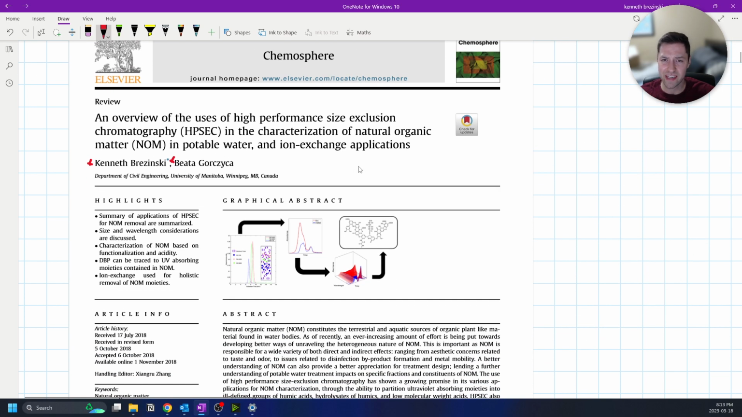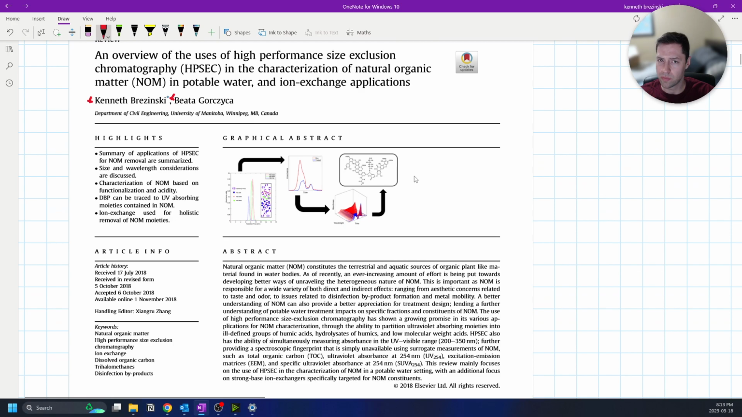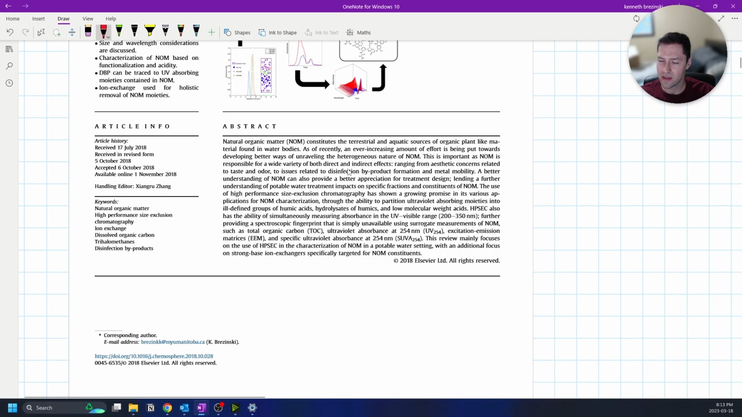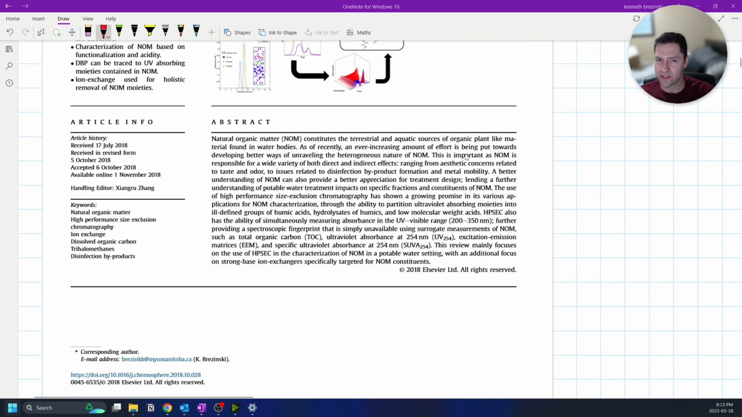Like I said, this is the second paper of a two-parter. If you did see the previous presentation, that one focused more on the high performance size exclusion chromatography results and the application, as opposed to this, which is more of an overview on why exactly HPSEC is so useful in water characterization. And with that, we'll just go straight into the abstract here.